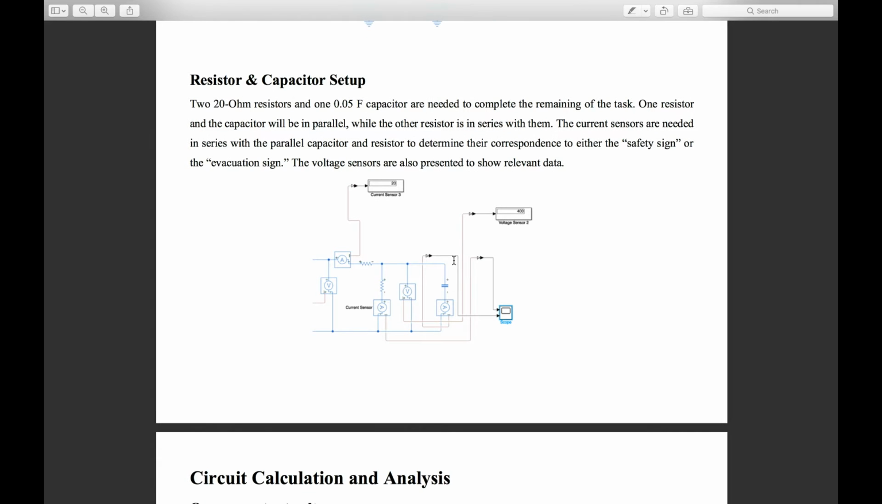I pick a resistor and capacitor setup to complete the remaining of the task. I have two 20-ohm resistors and a 1.05 farad capacitor, and I let one resistor and the capacitor be in parallel while the other resistor is in series with them. The current sensors and the voltage sensors are needed to present relevant data. So later on, we will determine if the safety sign or the evacuation sign will be inserted in any of these two parallel circuits.